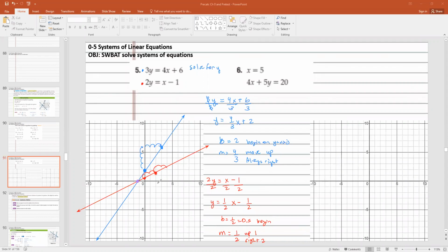Not quite perfect. What is that? It looks like I'm going to estimate that to be negative 1.5, comma 0. There you go. And then you can plug it in to see if that is correct. But yeah, again, graphing isn't the most accurate of ways to solve. And there you go.